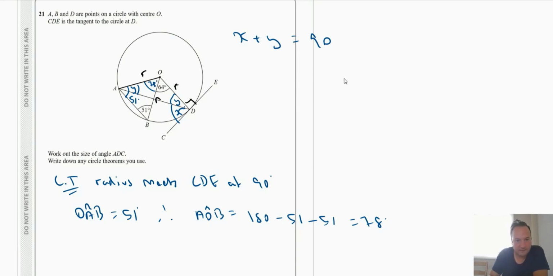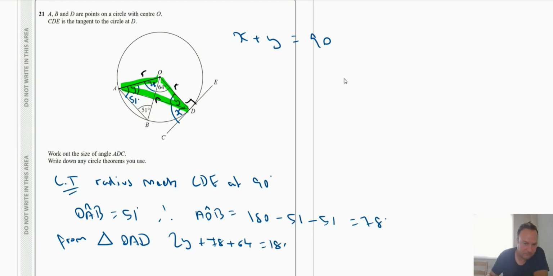And then we can say from the triangle OAD, that's also an isosceles. We can construct an equation and say that 2y, so you're looking at this triangle just here now, 2y plus all of angle O, which is 78 and 64, is equal to 180 degrees. And we can easily now, guys, work out y by simply solving this equation. So the first thing that we need to do is add 78 and 64 together. Now, we know 78 plus 60 is 138. So that's going to be 142 in that case.